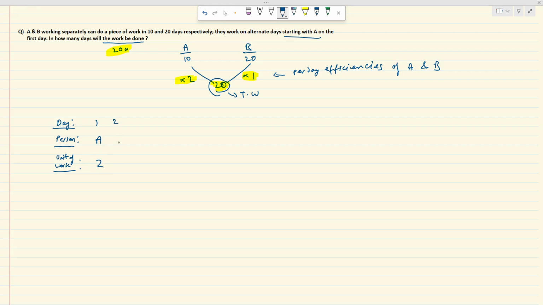On the second day B comes to work, because they are working on alternate days. After A has worked on the first day, B comes on the second day, not A. B can do 1 unit of work in one day. On the third day, A will again come and do 2 units. On the fourth day, B will do 1 unit. On the fifth day, A does 2 units, and on the sixth day, B does 1 unit.